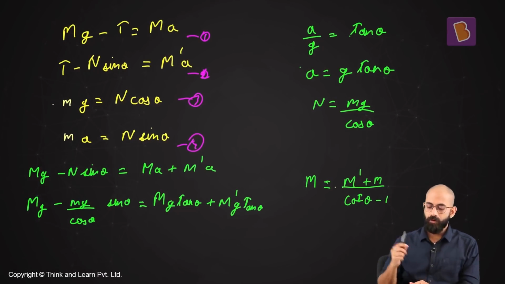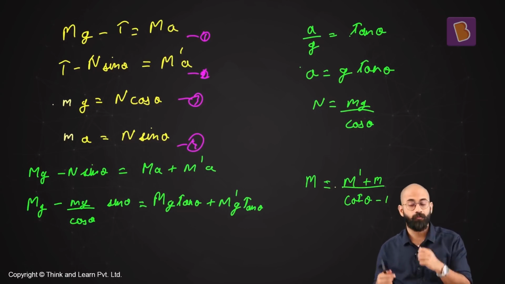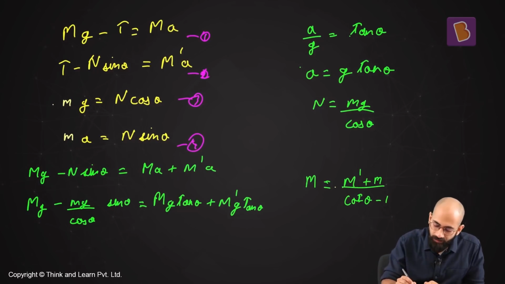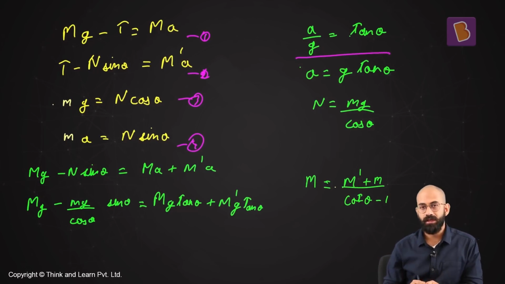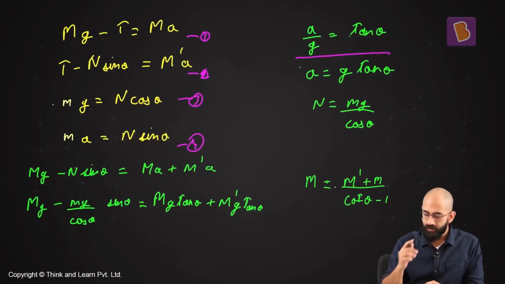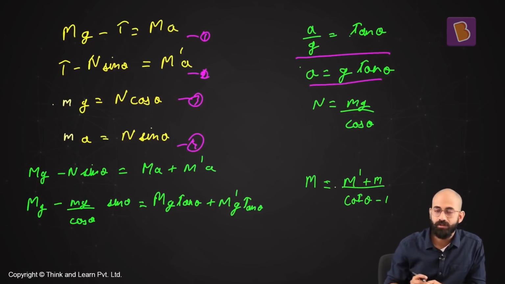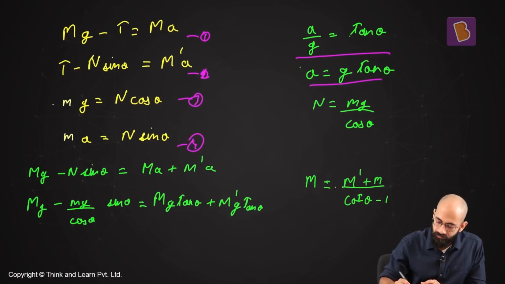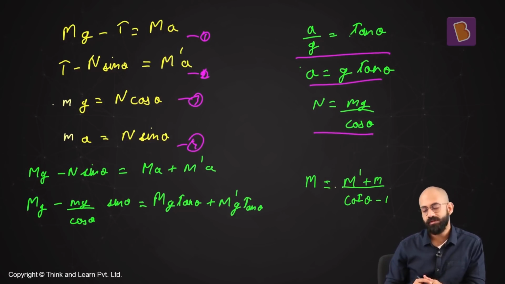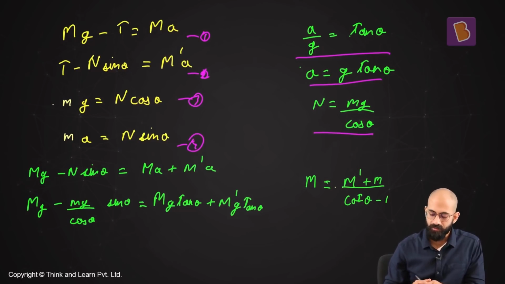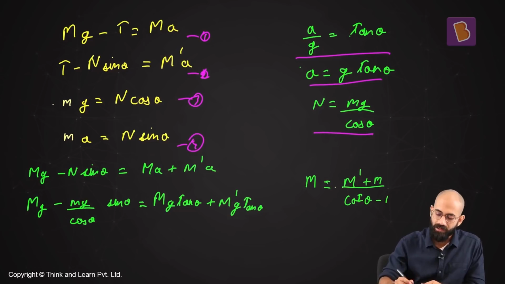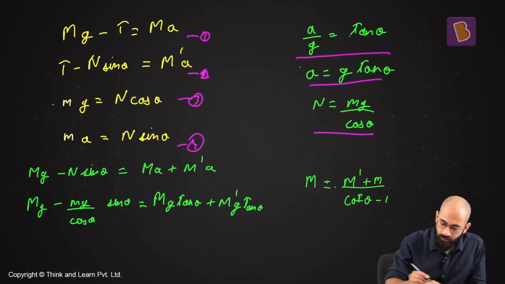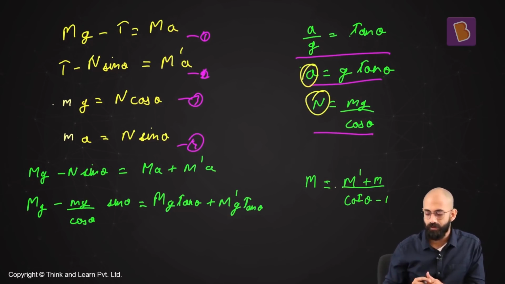So what I'm going to do first is divide equation 4 by 3, and if I do that, I'll find a by g equals tan theta, right? This is what I get. Therefore, from there we know that a equals g tan theta, okay? Now from equation 3, I'm just going to rearrange, and I get capital N equals mg by cos theta, right? m being small m here, so small mg by cos theta, okay? Now I have a value for a, and I have a value for N, right?